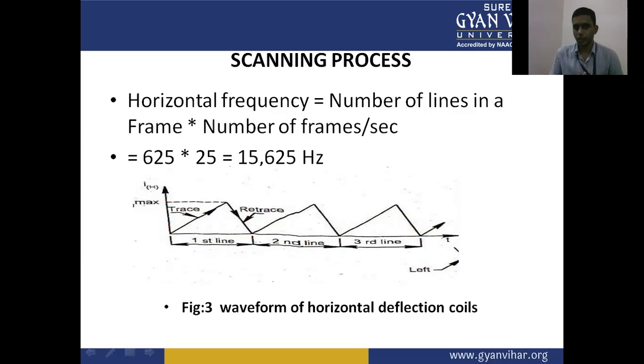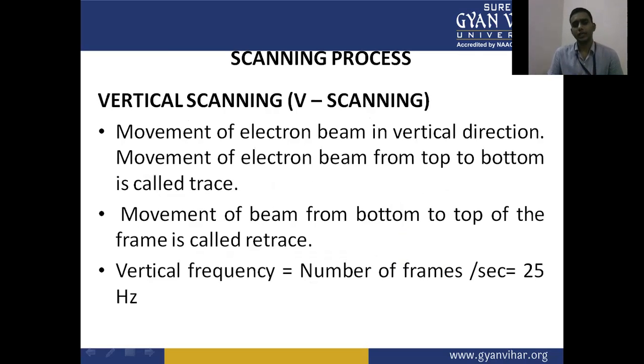Maximum horizontal current and time. Now we have vertical scanning, the movement of the electron beam in the vertical direction. Movement of the electron beam from top to bottom is called trace or V scanning. Movement of the beam from bottom to top of the frame is called the retrace period in V scanning. The vertical frequency is equal to the number of frames per second, that is 25 hertz.